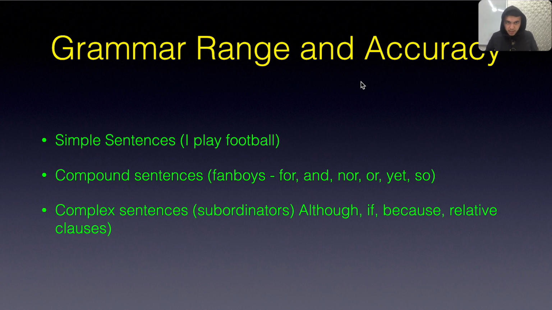Grammatical range and accuracy. So here are some examples of how to score a band 7 and above for grammatical range and accuracy. Make sure you use simple sentences. Simple sentences are sentences that include a subject, verb, and an object. I play football. This is a simple sentence. Compound sentences include FANBOYS, which is for, and, nor, but, or, yet. Make sure to remember this acronym. Complex sentences include subordinators, although, if, because, and relative clauses.